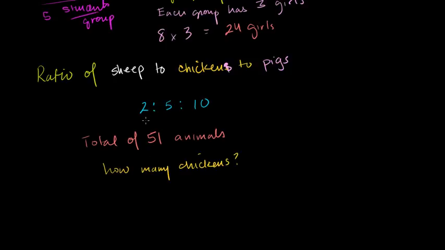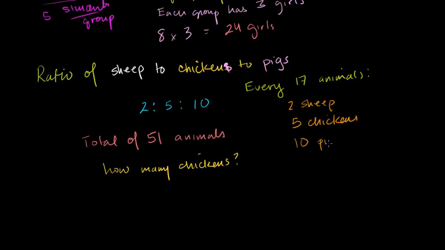Well, we do the same idea. For every 2 sheep, I have 5 chickens, and I have 10 pigs. That tells me for every 17 animals, so every group of 17 animals, what do I have? And where did I get 17 from? I just added 2 plus 5 plus 10. So for every 17 animals, I am going to have 2 sheep, 5 chickens, and 10 pigs.